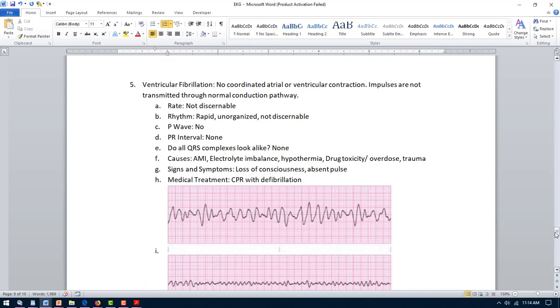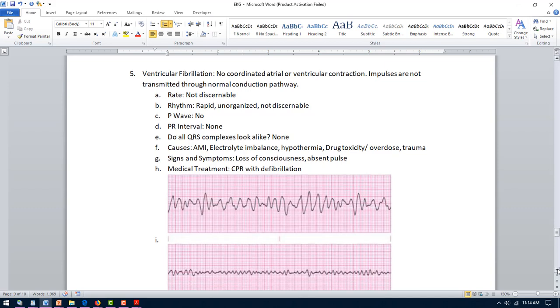Ventricular fibrillation. This is where the ventricles are fibrillating. It's not coordinated. There's no way to tell what rate it is. The rhythm is rapid, unorganized. No P waves, no PR intervals. There's really no QRSs. And the only way to pull them out of VFib is CPR. This is seen in people with drug overdoses, trauma, and very acute MIs.